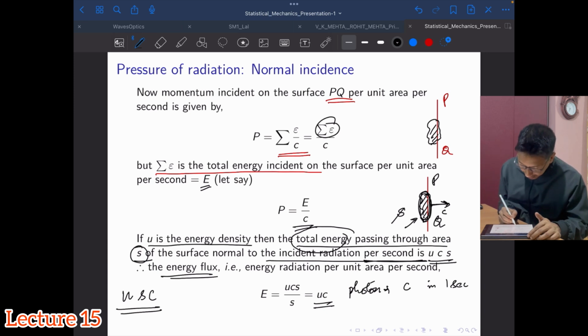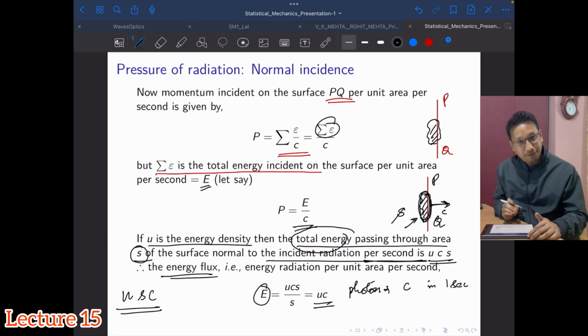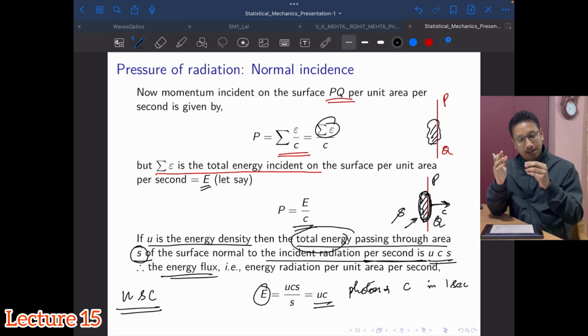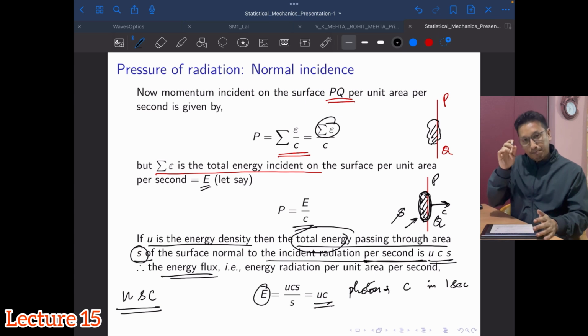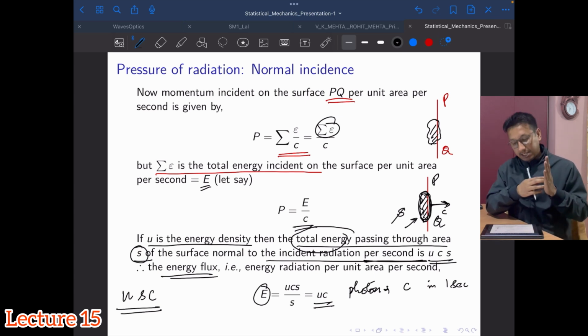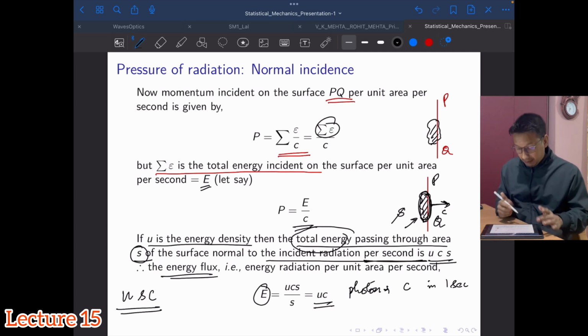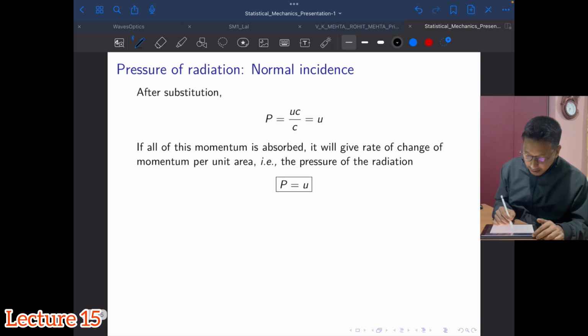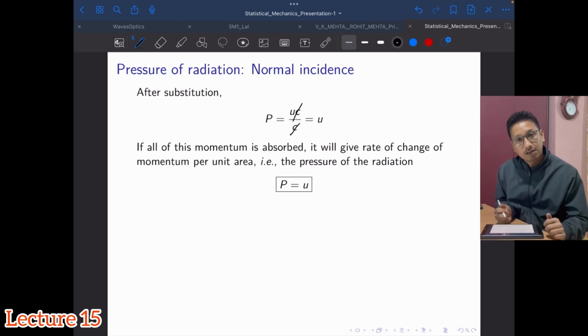So this capital E is the total energy incident on the surface per unit area per second, or the energy passing through the plane. I can consider the PQ plane, per unit area per second, is given by this UC. So now let's substitute this value of E in this expression. What will I get? UC by C, so then C gets cancelled out. I will remain with U.